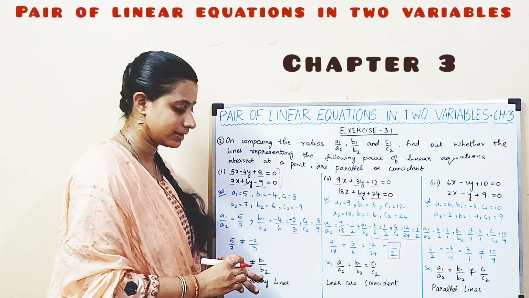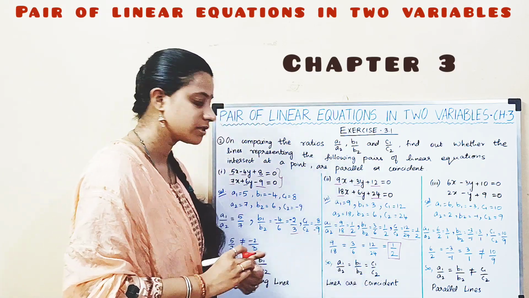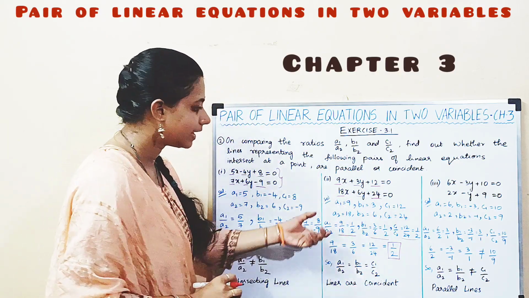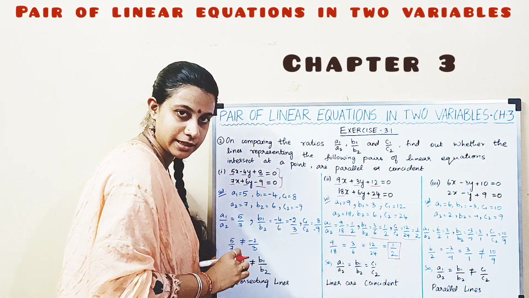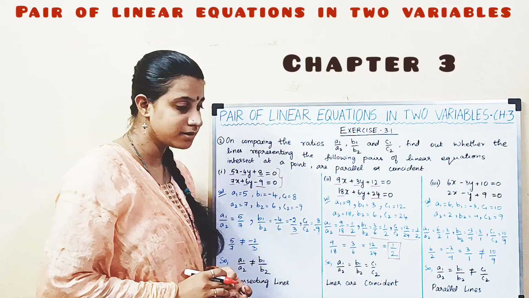So clearly we can see that a1 by a2 is equal to b1 by b2 is equal to c1 by c2. So all these ratios are equal. Then we can say that the lines representing these two equations will be coincident and will have infinitely many solutions. Okay. Now let's see the third subdivision.